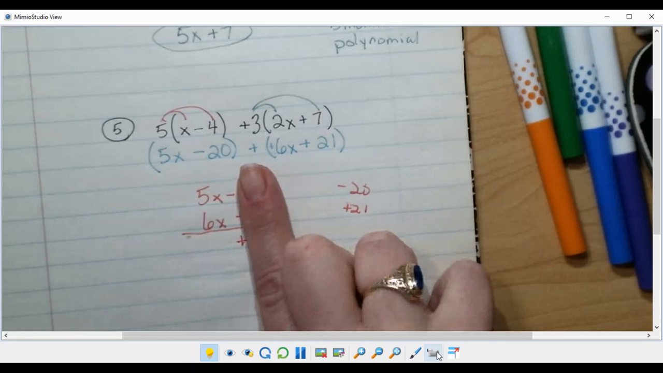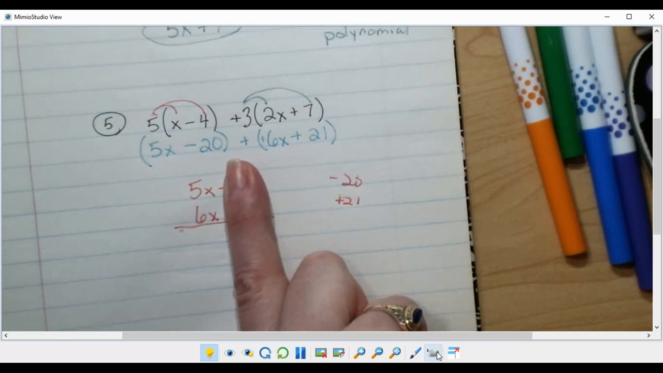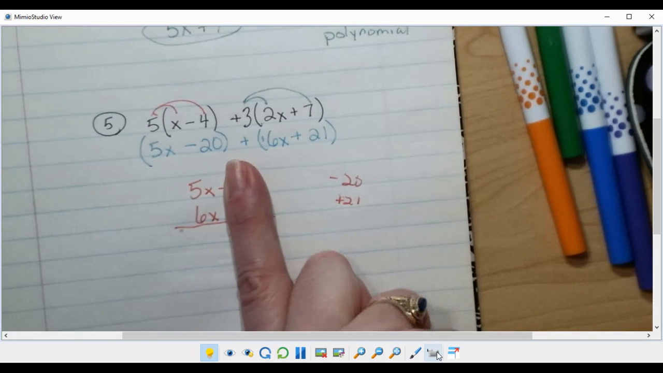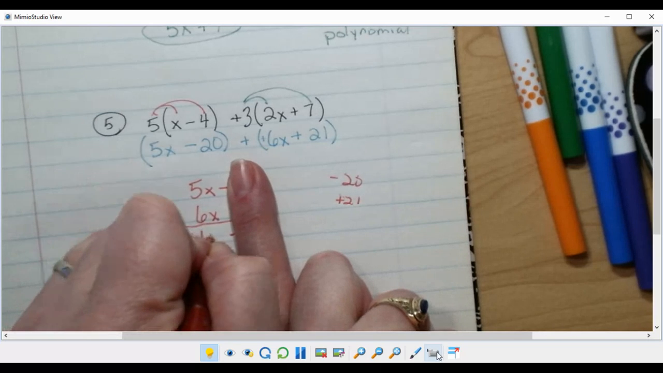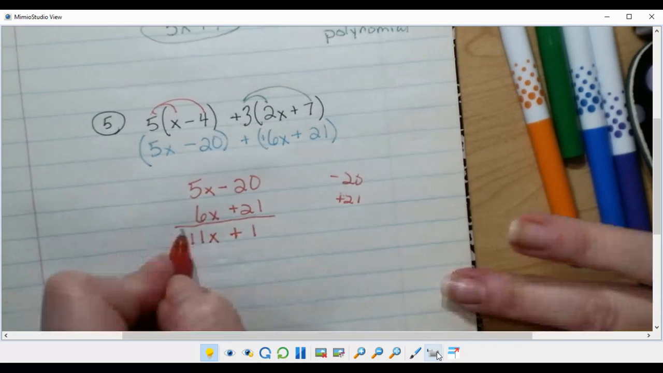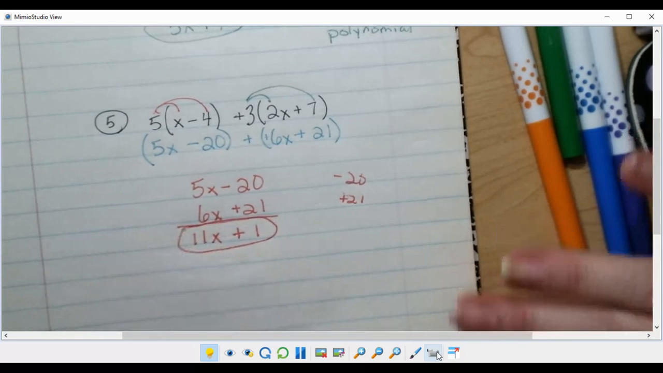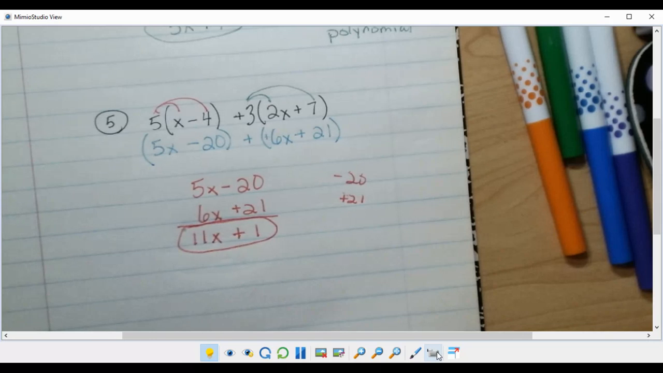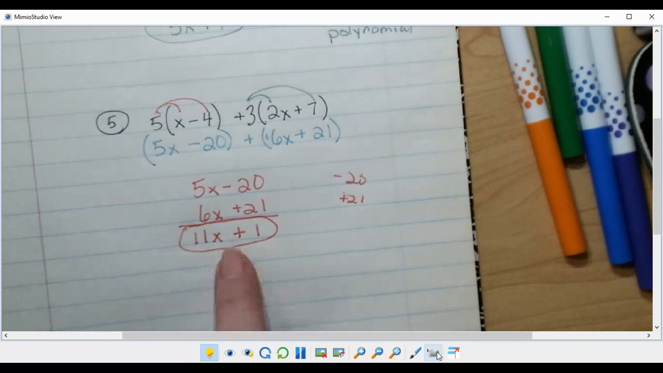Okay, let's go to this one. I've got positive 5x and positive 6x. They are the same, so I can simply add them and keep the variable. My grand final answer is 11x plus 1. And that is as simple as I can make it. They are not like terms. They cannot be combined.